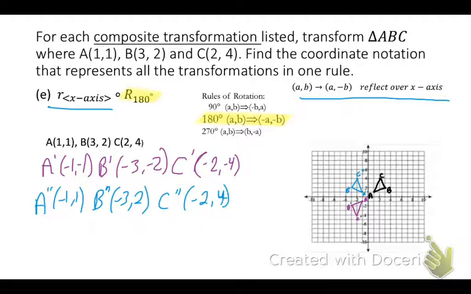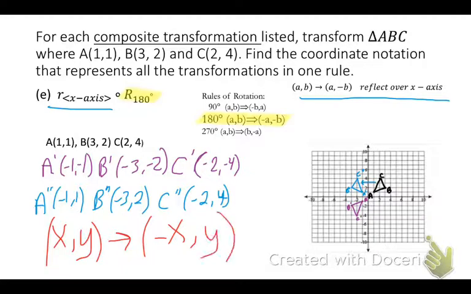And if we look to get from this black pre-image to our final result, what we're doing here is just reflecting. This is reflecting across the y-axis. So any point (x, y) becomes the point (negative x, y). All that happened was our x-coordinates change their sign.